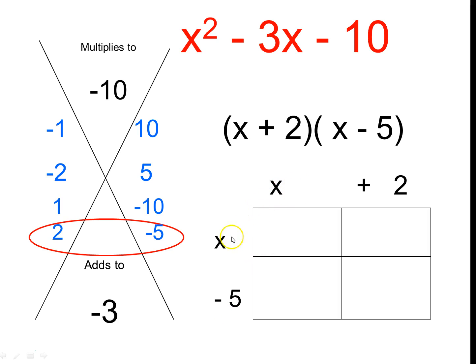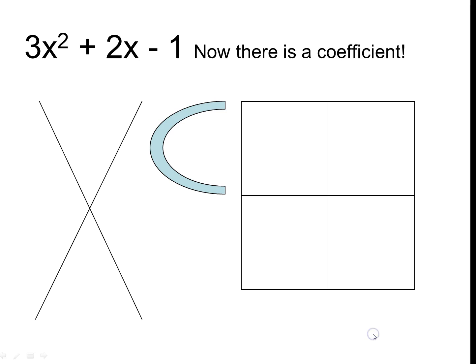Okay, what is x times x? x squared. What is 2 times x? 2x. What is x times negative 5? Negative 5x. And what is 2 times negative 5? Negative 10. Well, there it is. x squared, and when I add these two together, I get negative 3x and negative 10. So it did work.